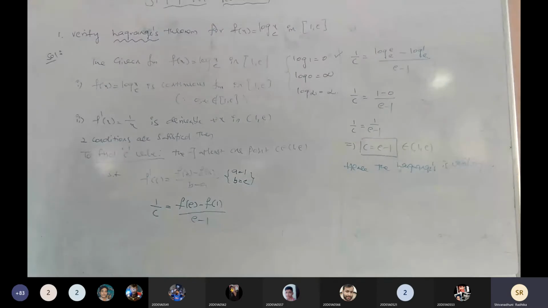Check the value of c, e minus 1. Do the calculation of e minus 1. That value compulsorily lies between 1 and e.